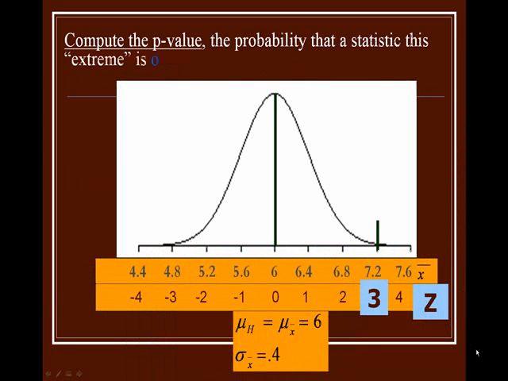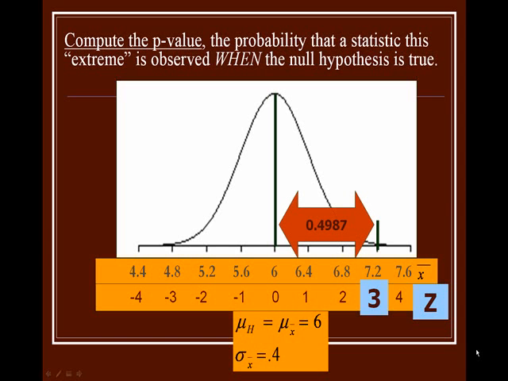So now we're going to compute the p-value, the probability of observing a statistic this extreme, this or more extreme, when the null hypothesis is true. Here again, our null hypothesis is 6, our sample mean is 7.2, and so our p-value is going to be the area out in that tail. We know that 7.2 is 3 standard errors above 6. We can use the z-table to find that area to be 0.4987, and that leaves 0.0013 in the tail. Again, that's a fairly low likelihood.